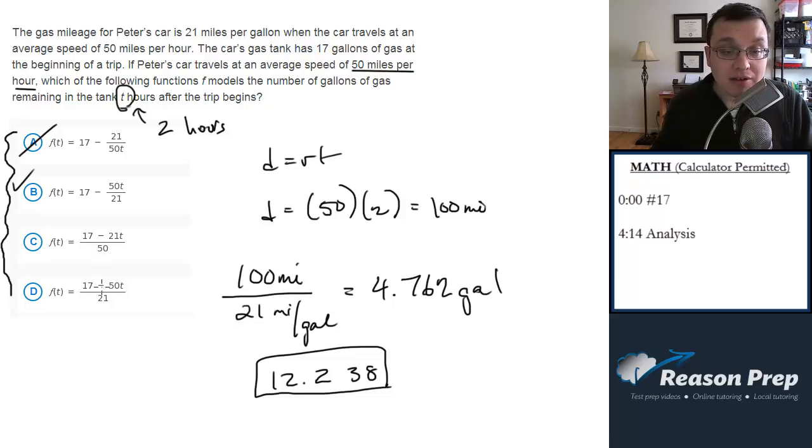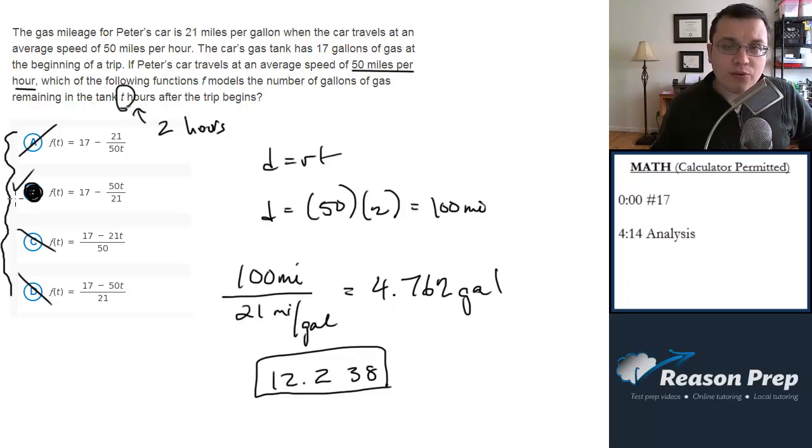I can just look at this, though, and tell it's not going to work because we're dividing the entire thing by 50. We're going to get something that's going to be way too small. In fact, this one's going to be negative. 17 minus 21 times 2 is 17 minus 42. It's a negative number. That doesn't make any sense. And the same thing for D. So the only one that makes any sense here is B. Now, that's the plug-in way.